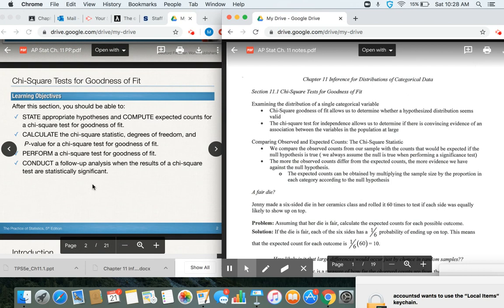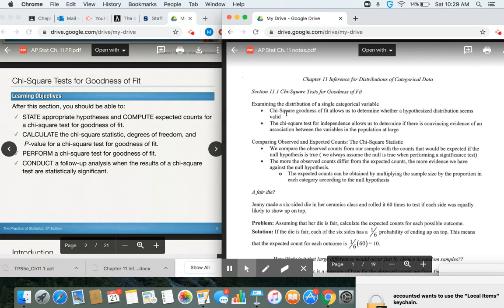In this section, we're going to do a lot of things that we've already done. We're going to state our null and our alternative hypotheses. We're going to come up with some sort of test statistic, which in this case will be called a chi-squared statistic. We have to check to see if conditions are satisfied, and ultimately we'll get a p-value, and then we'll be able to say whether we have or don't have convincing evidence to prove our hypothesis correct or incorrect. So a lot of what we've been doing the last few chapters carries over here. It's just a different way of looking at it.